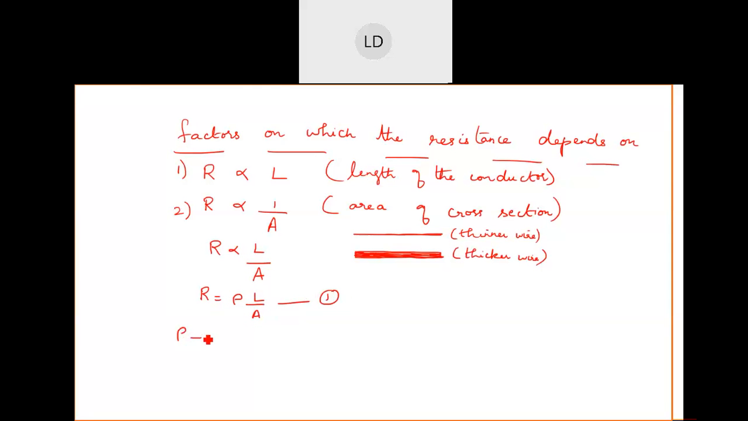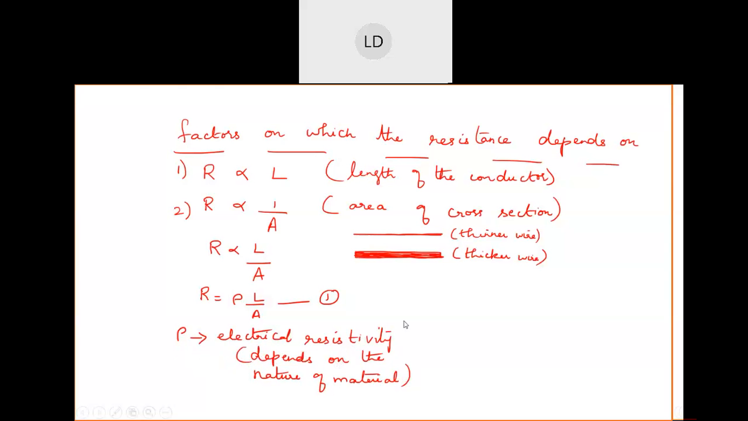Now what is this rho? Rho is nothing but what you call electrical resistivity, and this depends only on the nature of the material, whether it is nichrome, copper, or aluminium. Each material has got its own value of electrical resistivity. So this rho is called electrical resistivity.